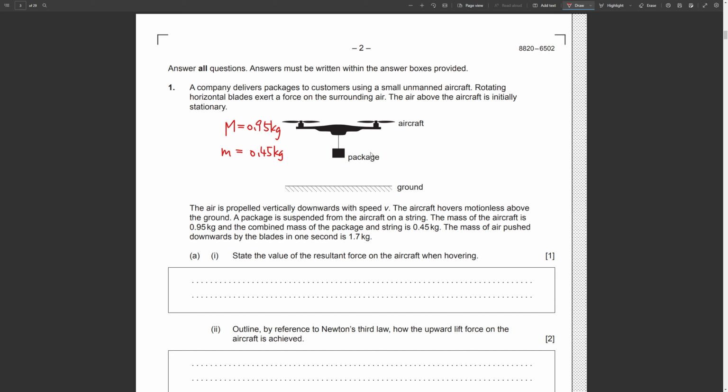Then there is a certain mass of air being pushed downward by the blades in 1 second, and the amount is 1.7 kg, because it is a mass being pushed per second. So I suggest you consider this one as mass over time being 1.7 kilogram per second. Next, this aircraft is hovering motionless, which means by Newton's first law, its net force is 0. And this is the answer of part A1. A1 asks for the resultant force on the aircraft when it is hovering, so the answer is 0.